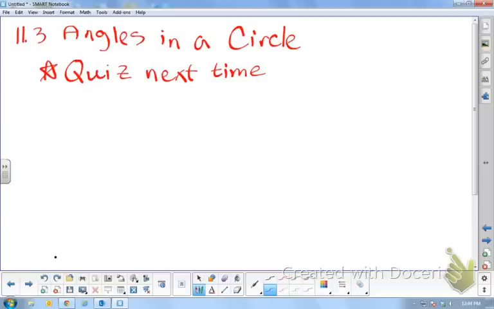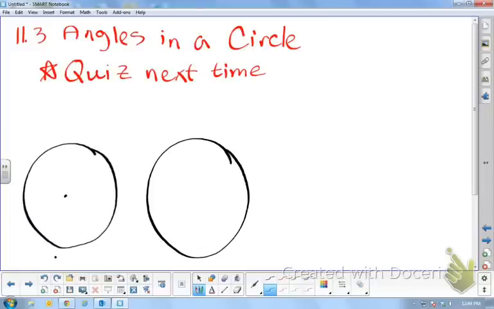So we have three situations that can occur when we're making angles in a circle. So we need three circles. You always have to put a center in your circle, so I'm going to put a dot in each one to show, okay, this is the center.